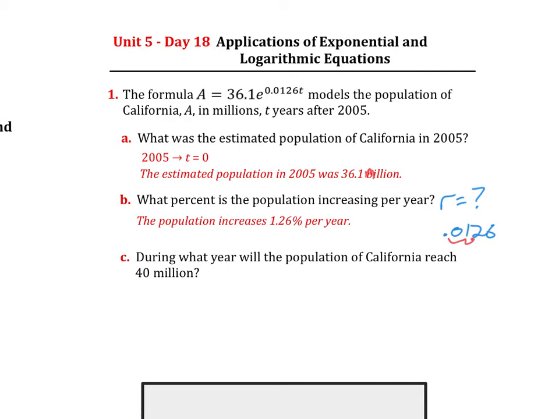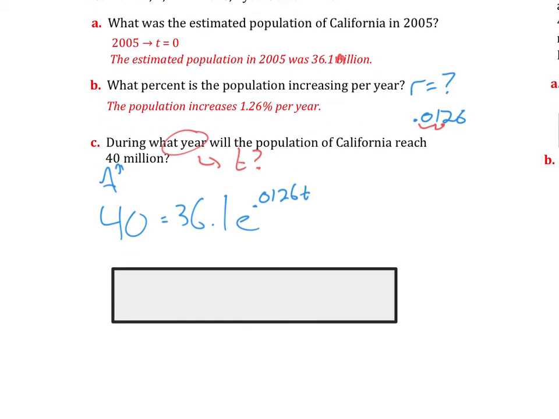During what year will the population of California reach 40 million? So when it says during what year, that means we don't know our t value. However, they do tell us an a value of 40 million. So here's what we're going to do. We are going to plug in 40 for A, and that's going to equal 36.1 times e to the 0.0126t. And now to solve this, we are going to divide 36.1 to the other side. So we're going to have 40 divided by 36.1.